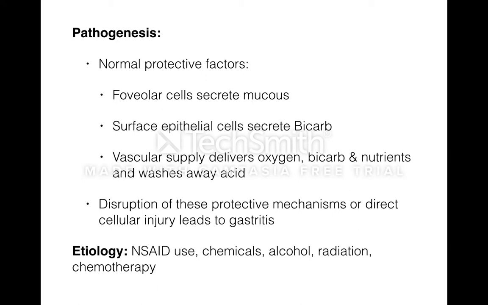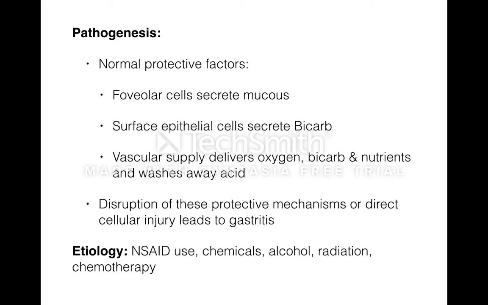So acute gastritis results when the normal defensive mechanisms of the stomach can no longer overcome disruptive forces. These protective factors include mucin secretion by foveolar cells, and the mucus forms a thin layer over the surface of the stomach. Bicarb secretion from surface epithelial cells results in a thin layer of fluid overlying the epithelium that has a neutral pH. Lastly, blood vessels deliver oxygen, nutrients, and bicarb and remove acid.